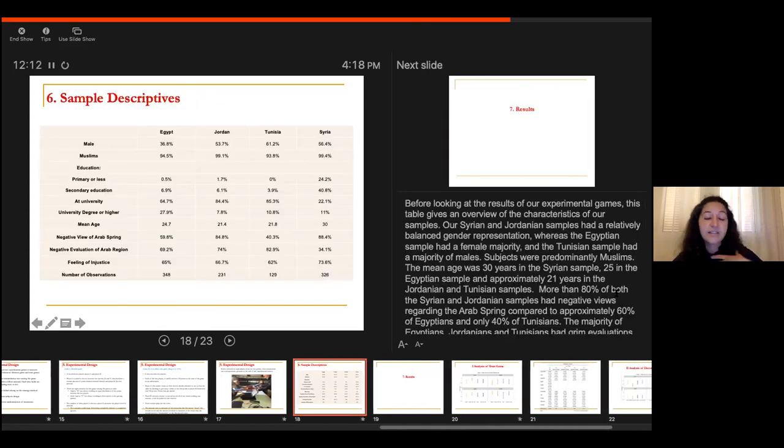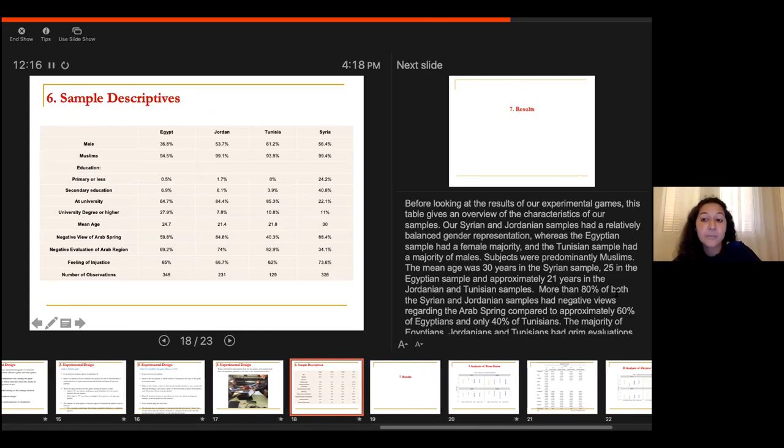So, sample descriptives. Before looking at the results of our experimental games, this table shows us an overview of the characteristics of the samples. Our Syrian and Jordanian samples had a balanced gender representation, whereas the Egyptian sample had a female majority and the Tunisian sample had a male majority. The average age was in the 20s in the Egyptian, Tunisian, and Jordanian samples because our sample was a student sample. For the Syrian sample, the average age was 30 because it was a non-student sample.